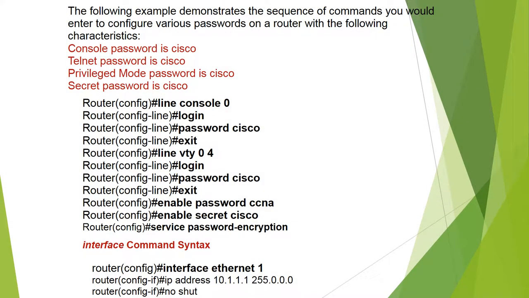32636 bytes per second. The following example demonstrates the sequence of commands you would enter to configure various passwords on a router with the following characteristics: console password is Cisco, telnet password is Cisco, privilege mode password is Cisco, secret password is Cisco. Router(config)# line console 0, line console login, config-line password Cisco, config-line exit. Router(config)# line vty 0 4, config-line login, config-line password Cisco, config-line exit. Config enable password CCNA, config enable secret Cisco, config service password-encryption. Interface command syntax: router(config)# interface ethernet 1, config-if ip address 10.1.1.1 255.255.0.0. Router(config-if)# no shutdown to open the port.